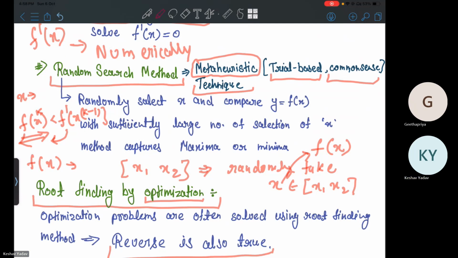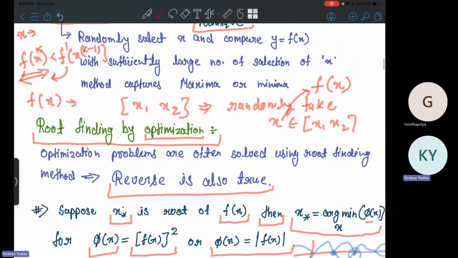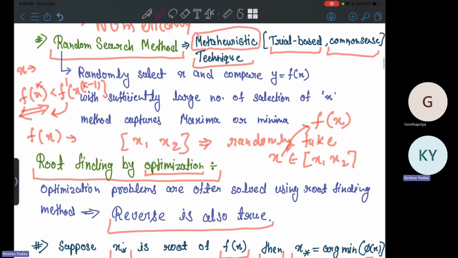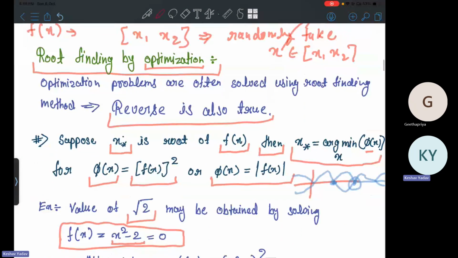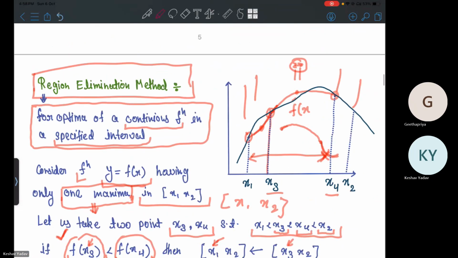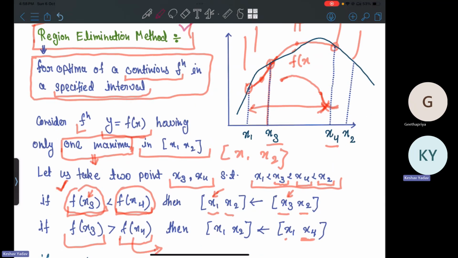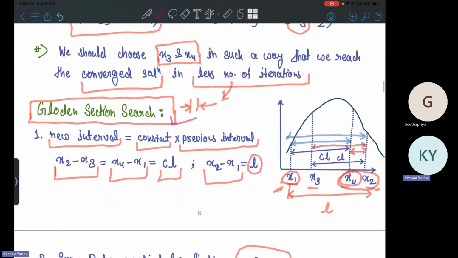Okay. Then we have seen that the optimization problem can be converted to a root finding problem. Similarly, a root finding problem can be solved using optimization techniques. Then we have seen the region elimination method. There we reduce the interval to get the desired solution. Here we have seen a method known as the golden section search method.